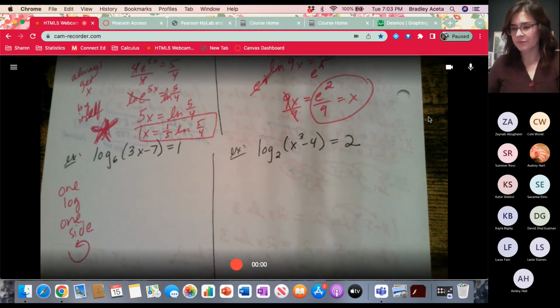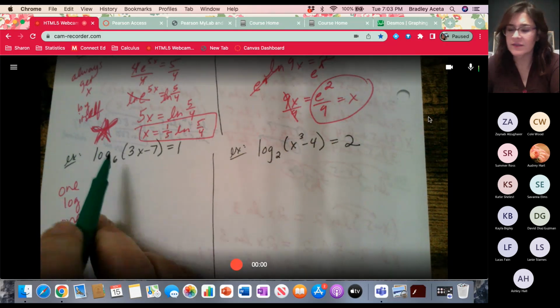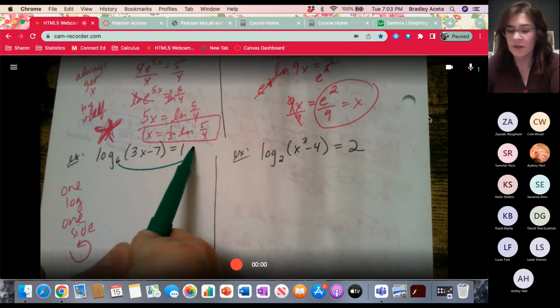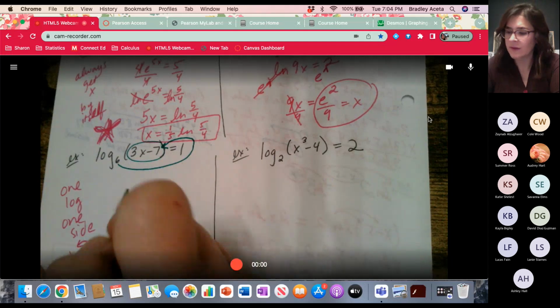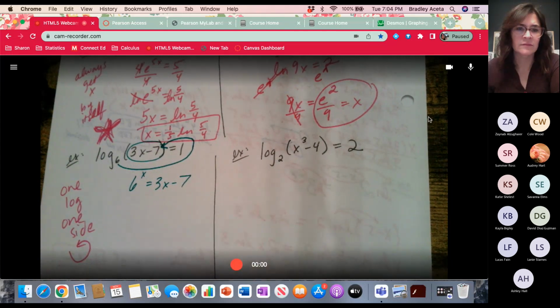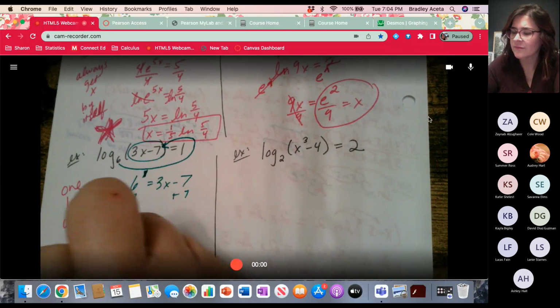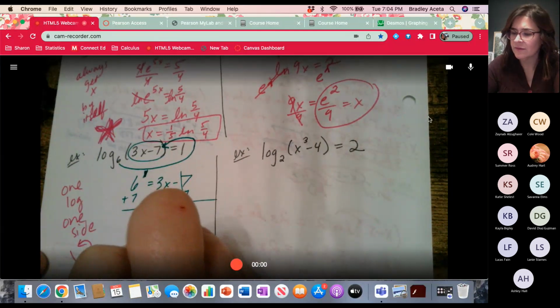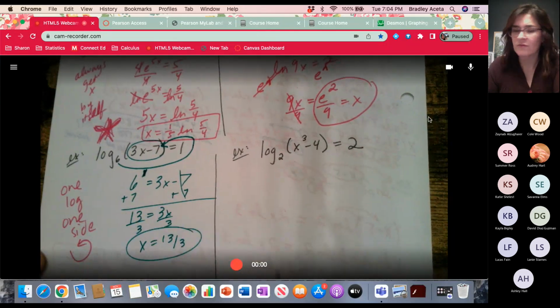So what do I mean? Let me change colors here. You're going to do left side 6, wrap around to the 1, equals this whole thing. 6 to the 1 equals 3x minus 7. So, I wrote 6 to the x, 6 to the 1, whoops, which is just 6. So add 7 to it, would be 13, and then divide by 3. x is 13/3. Very easy.